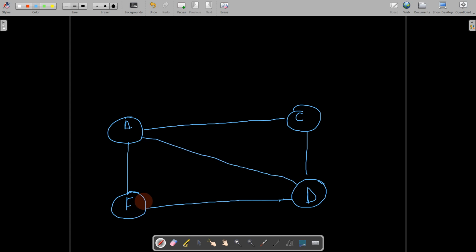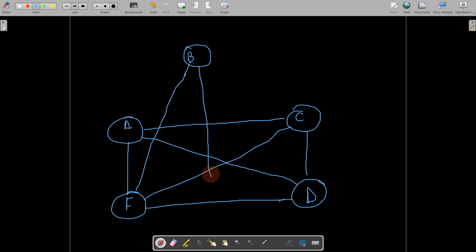Okay, and then B, like this, E, subject E, and D. So this graph is representing, the edges represent that we cannot conduct exams of these subjects on the same day and the same time.